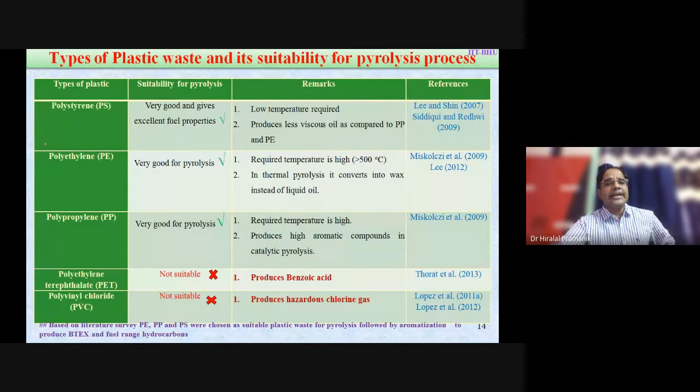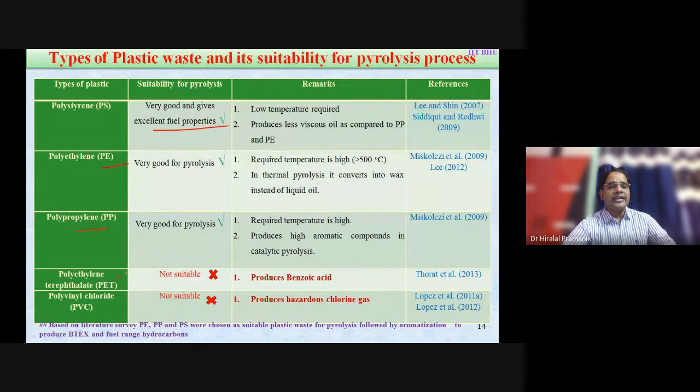How to select which plastics are suitable for pyrolysis? There are certain criteria. For polystyrene, it is very good for pyrolysis, gives excellent fuel. Low temperature is required, and it produces less viscous oil as compared to polypropylene. Similarly, polyethylene, no problem, very good for pyrolysis. Polyethylene also, and then polypropylene.